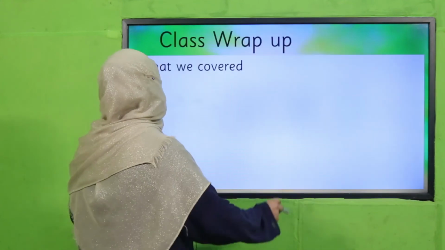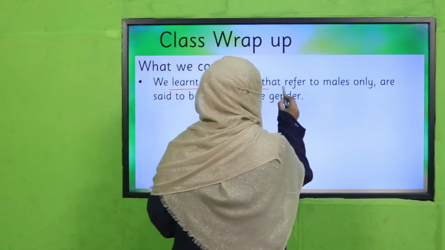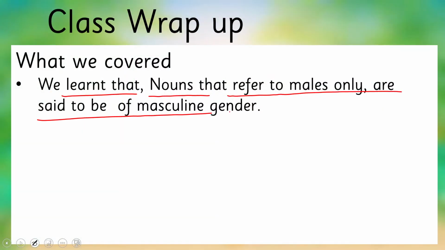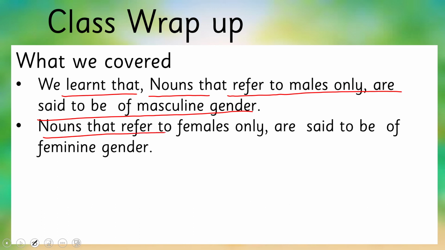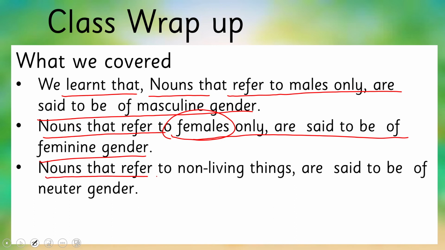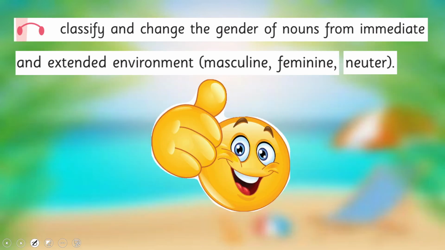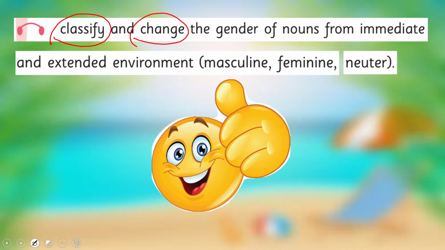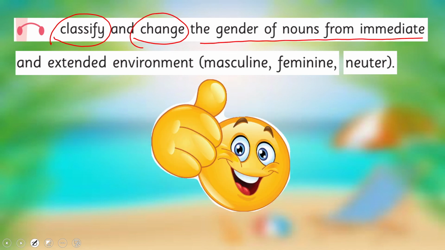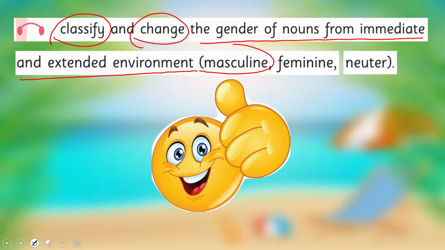So what we have learned today? We learned that nouns that refer to males only are said to be masculine gender. Nouns that refer to females only are said to be feminine gender. And nouns that refer to non-living things are said to be neuter gender. And then we find different ways of forming gender from masculine to feminine gender. So in this way, we achieved our SLO to classify and change the gender of nouns from immediate and extended environment, masculine, feminine, and neuter.